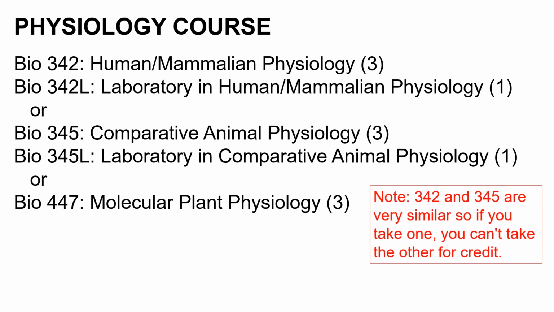All majors are required to take a physiology course. If you're interested in a career in a health-related profession, you'll probably want to take 342 and 342L, which are the physiology courses for human and mammalian physiology. If you're interested in vet school or obtaining a broader perspective on physiology in general, you'll probably want to take 345 and 345L, which are the comparative animal physiology courses. If you're interested in a more molecular or cell biology focus, then you should consider taking Biology 447, which is molecular plant physiology. Note that because 342 and 345 are so similar, once you take one of these, you cannot enroll in the other one.